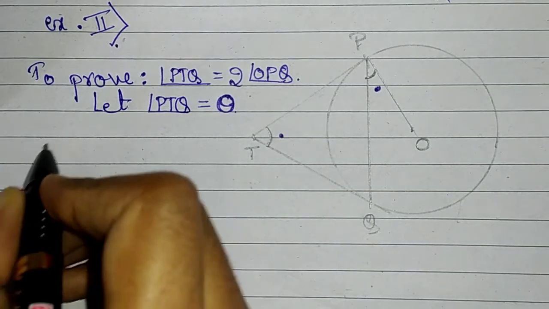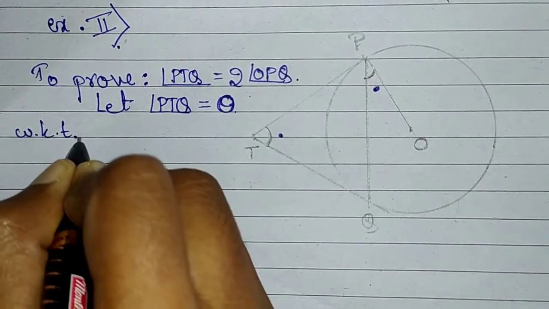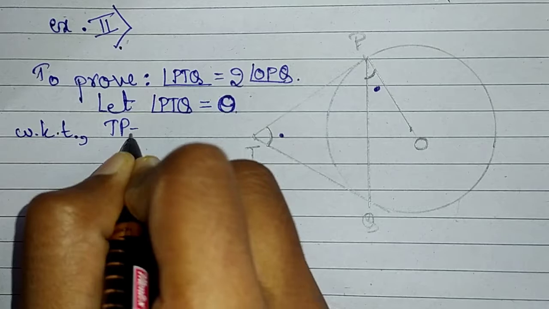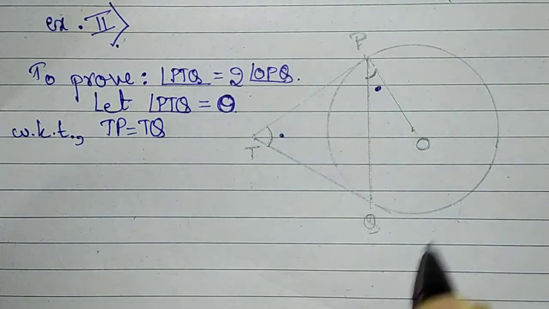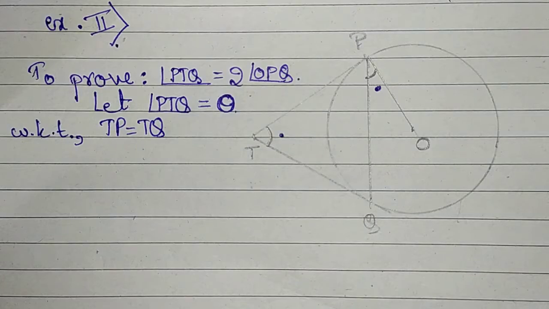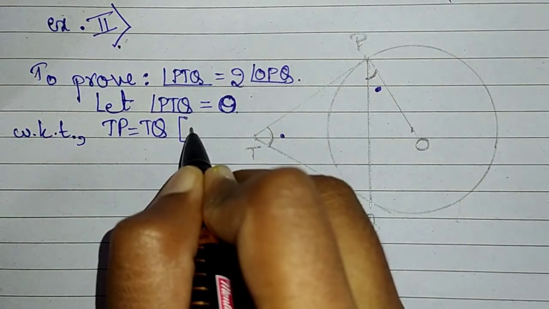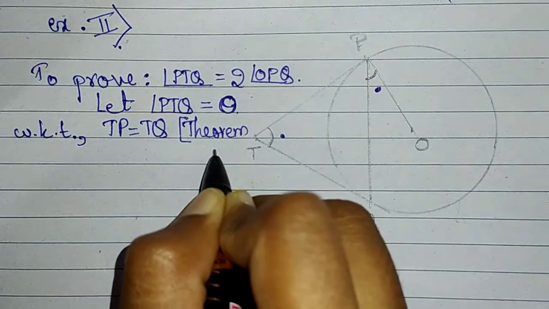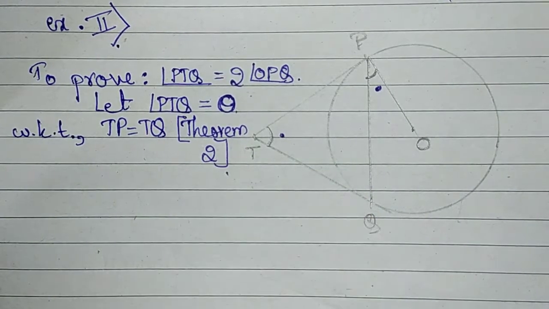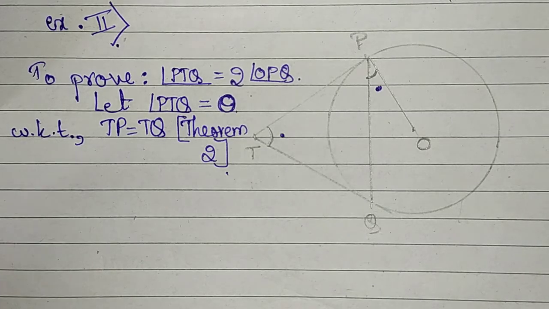Now we know that TP is equal to TQ. Why? Because from our theorem 2, which says the lengths of the tangents from an external point to a circle are equal. So write down the reason, theorem 2. You shouldn't write just "theorem 2" in your test papers. You have to write the whole statement, the concise form of the statement of the theorem.